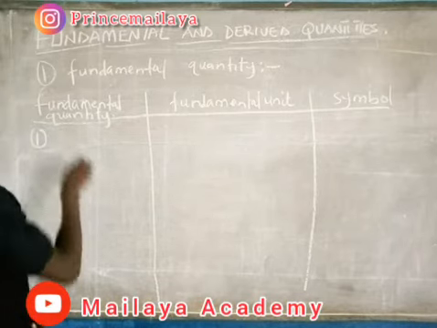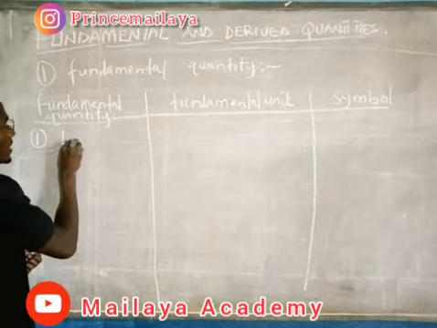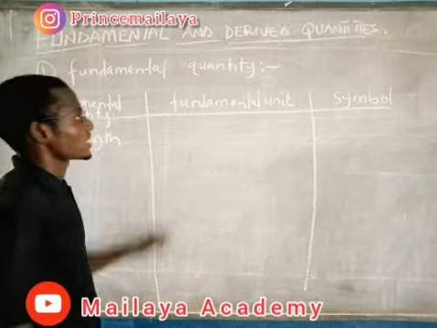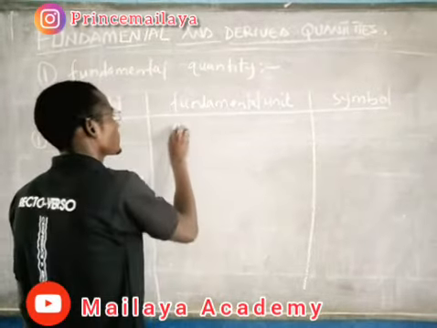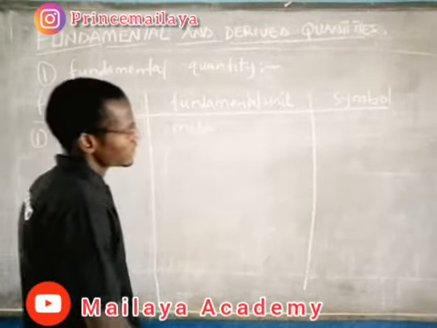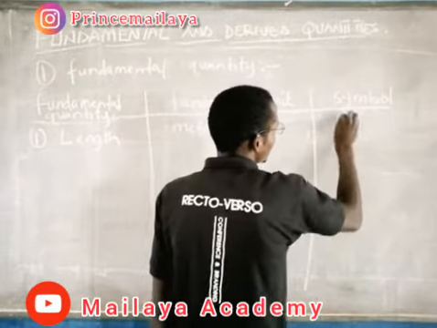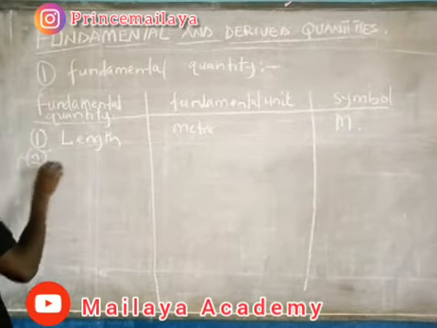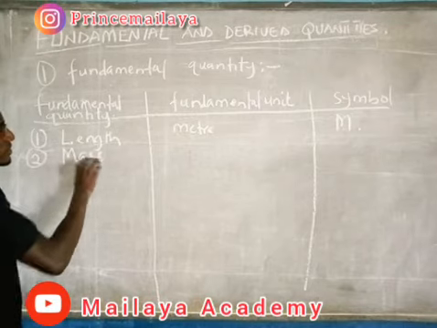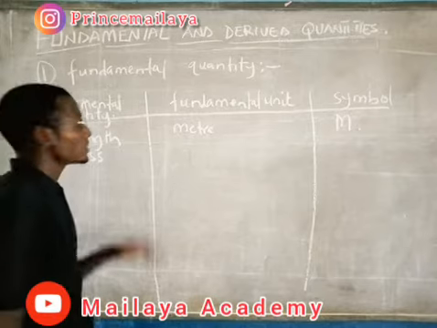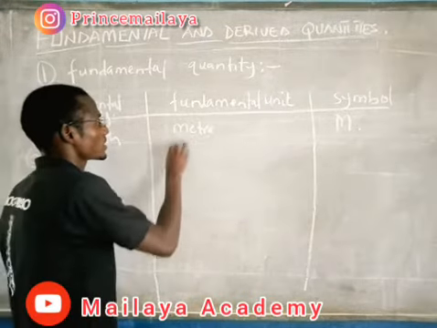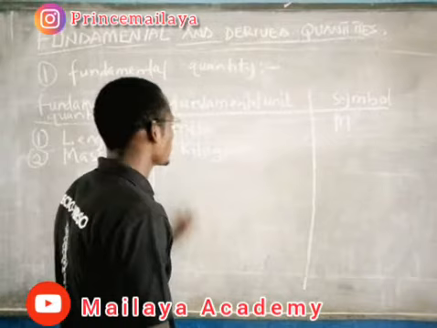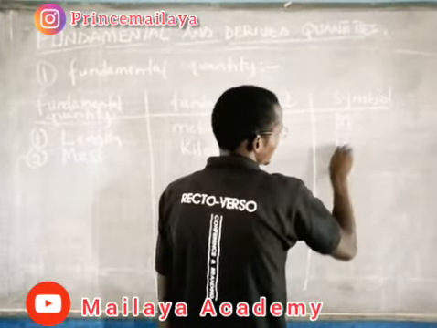Example one is going to be length. Length here is an example of a fundamental quantity. Its fundamental unit is meter, and the symbol is represented as m. The next fundamental quantity is mass. The unit for this fundamental quantity is kilogram, and we represent kilogram as kg.